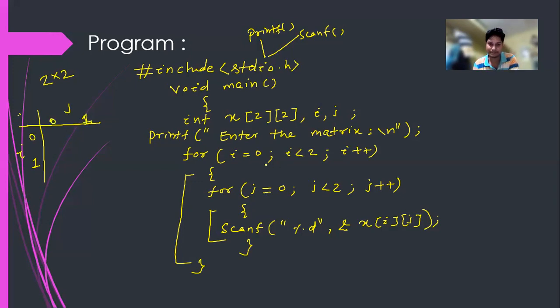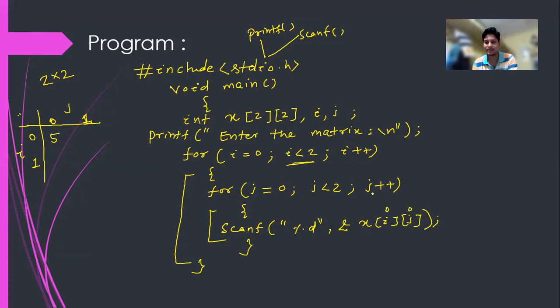So first, i equal to 0 and i less than 2. That means 0 less than 2. If 0 less than 2, then the condition will enter inside the internal for loop. Inside the internal for loop, j equal to 0 and j less than 2, that means 0 less than 2. This is true. If this condition is true, then this statement will be executed. It means I can enter a value in place of x of 0, 0. I can enter any value. Suppose I am entering 5.